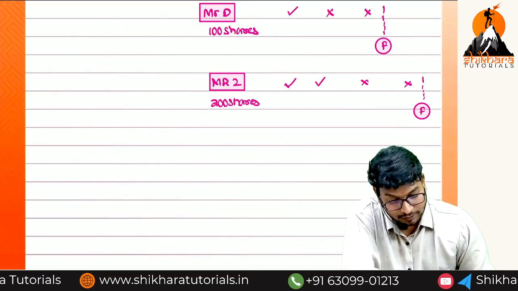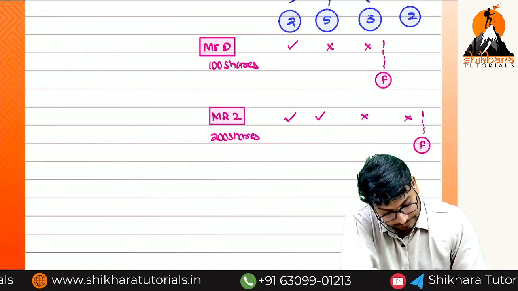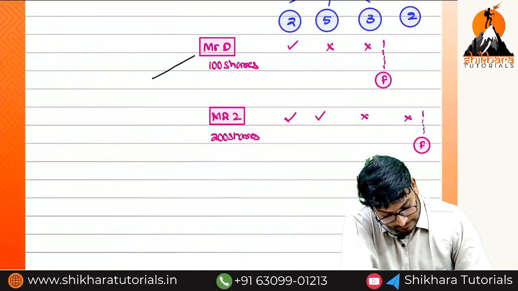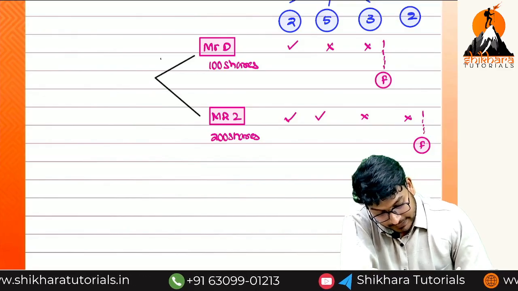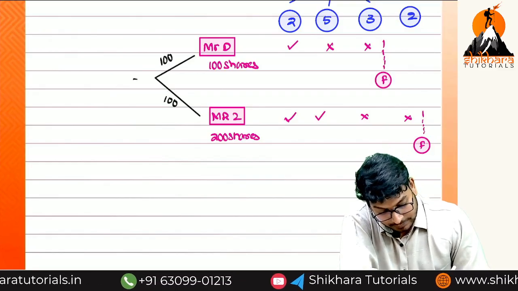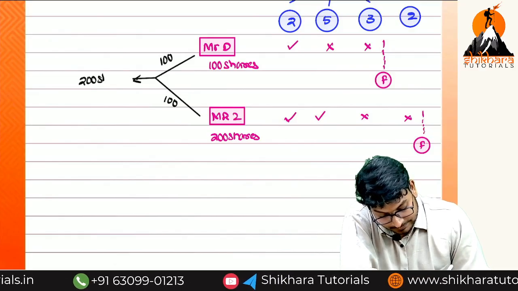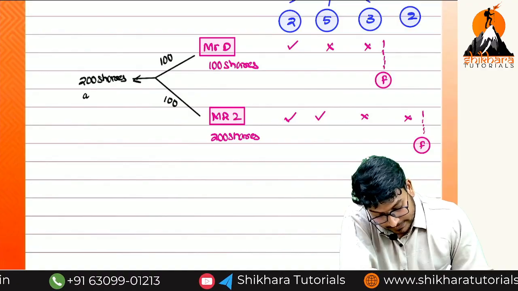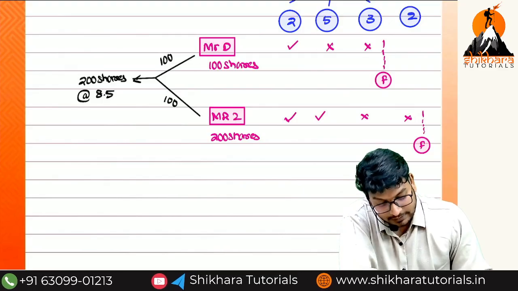So totally how many shares we have reissued, ma? From D and Z. From D how many? 100. From Z also how many shares, ma? 100. So totally we have reissued how much? 200 shares at the rate of 8.5, at the rate of 8.52.